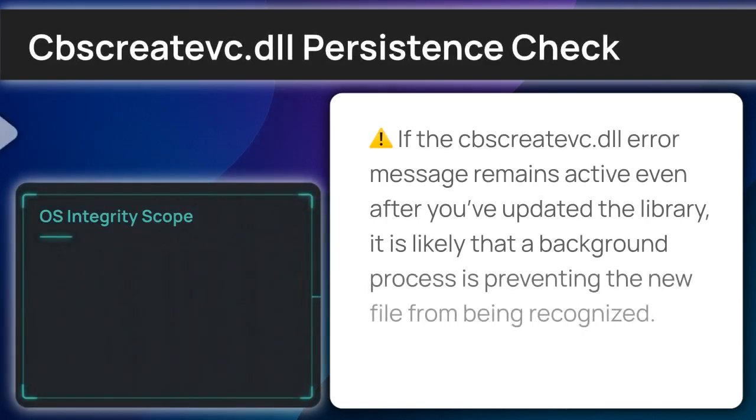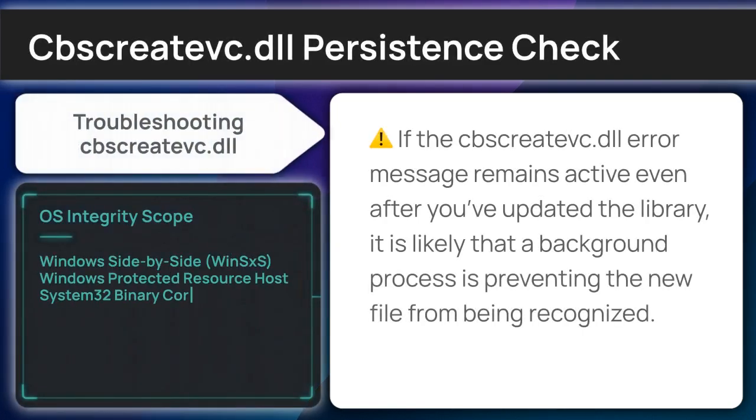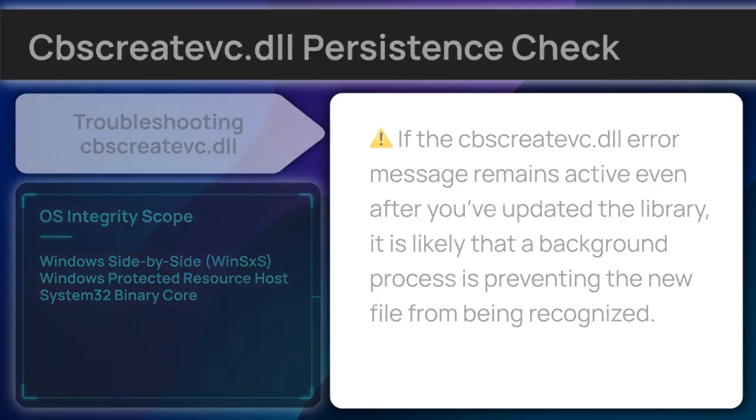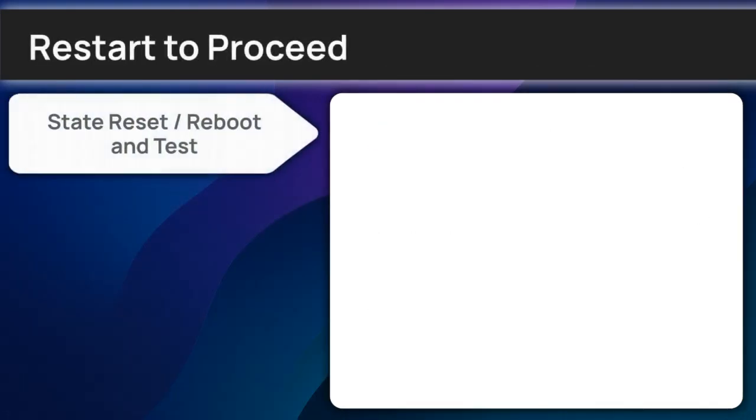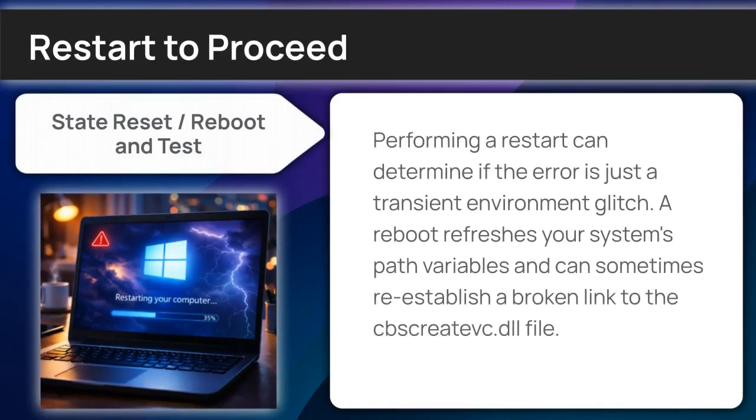In cases where the official installer remains ineffective, we must escalate to a manual review of your system's active runtime state. A simple restart can resolve file-in-use errors that mimic a missing Cbscreatevc library message. It's a low-effort step that ensures your operating system starts with a clean execution stack.